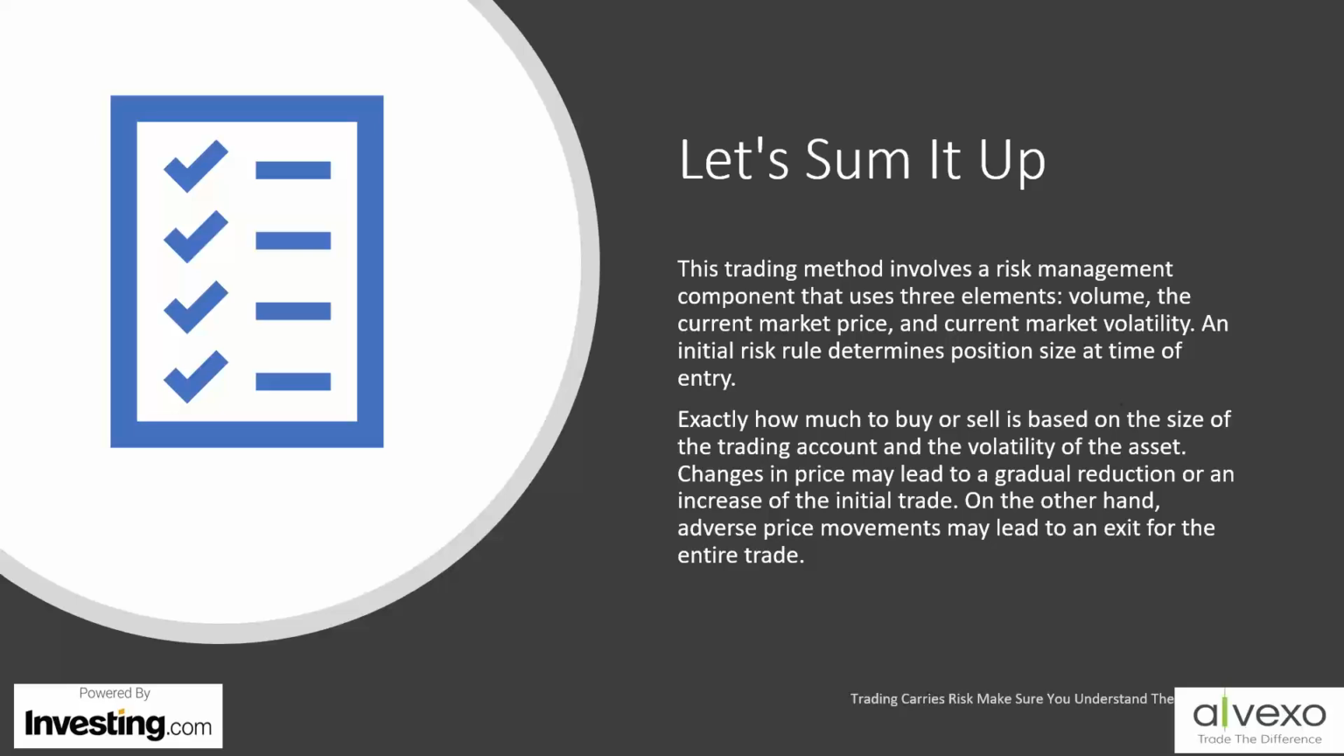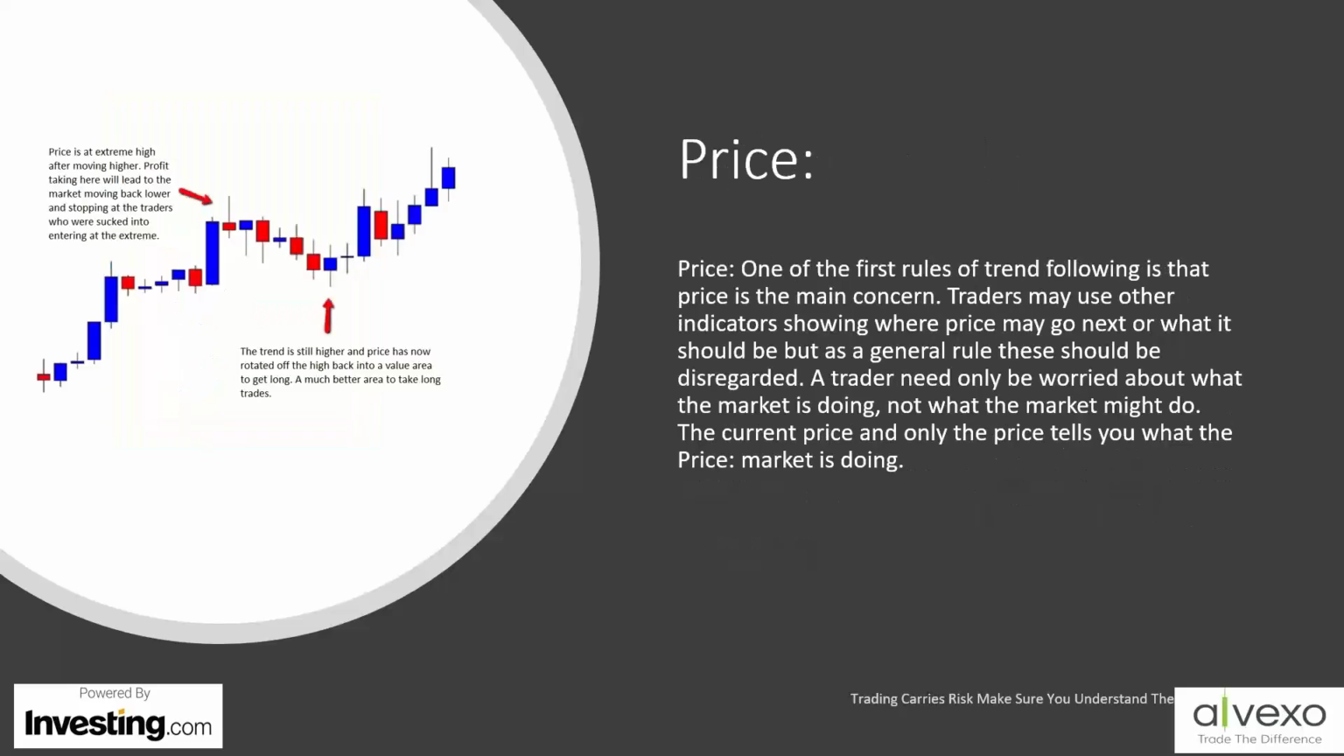An initial risk rule determines also the position size at the time of entry. Exactly how much to buy or sell is based on the size of the trading account and the volatility of the asset. Changes in price may lead to a gradual reduction or an increase of the initial trade. But on the other hand, adverse price movements may lead to an exit. This really depends on your overall trading plan and your risk management strategy.